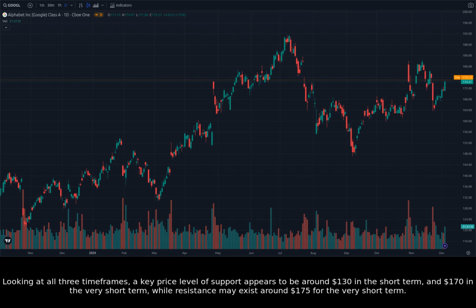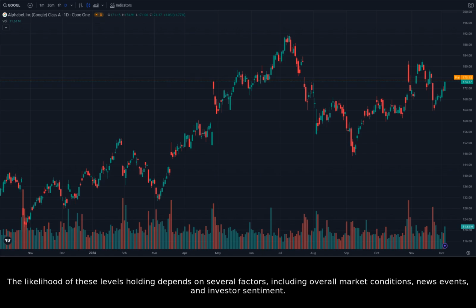Looking at all three time frames, a key price level of support appears to be around $130 in the short term and $170 in the very short term, while resistance may exist around $175 for the very short term. The likelihood of these levels holding depends on several factors, including overall market conditions, news events, and investor sentiment.